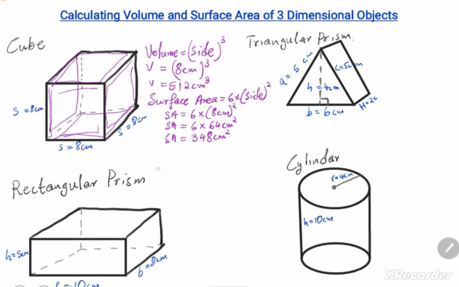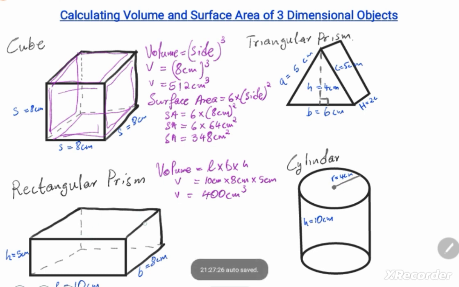Let's look at the rectangular prism. So the volume of a rectangular prism will be length times breadth times height. So this will then be V is equals to, the length is 10 centimeters and the breadth is 8 centimeters and the height is 5 centimeters. So then we say the volume of this rectangular prism will be 400 centimeters cubed. So you'll notice that every time we're dealing with volume, it is always in cubic centimeters or cubic units. Then the surface area of this one, since the rectangular prism is similar to the cube, it also has 6 sides, except that the sides are not of the same size.